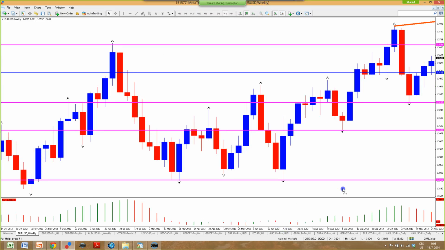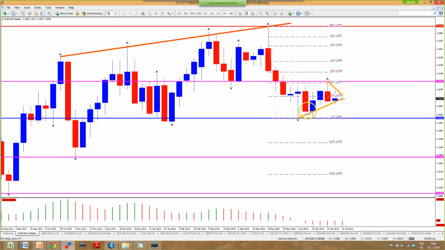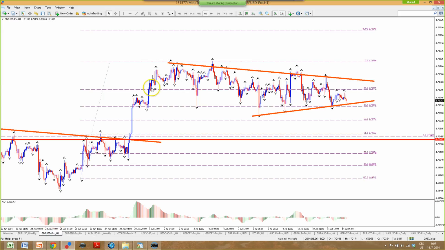Let's take a look at the weekly chart. You can see that last week was basically a small bullish candle with the wick on top. Looks more like a doji. Nothing significant here on the weekly chart either. So we just have to hang in and see if some movement can happen on the euro dollar.